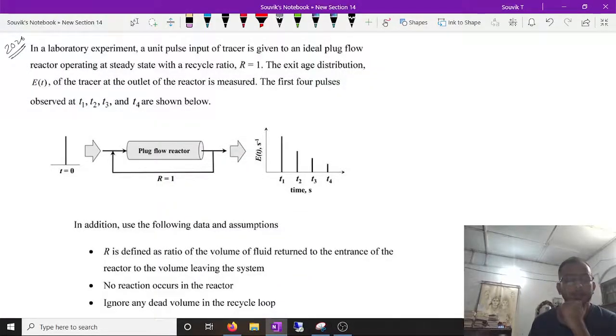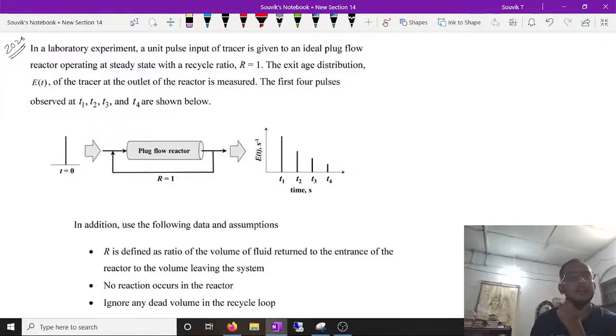Good afternoon, everyone. In this video, we talk about a conceptual question that showed up in GATE 2020. It belongs to chemical reaction engineering, and I thought this would be a great example to show the various concepts of recycle ratio involved in plug flow reactor calculations. So let's proceed with the problem.